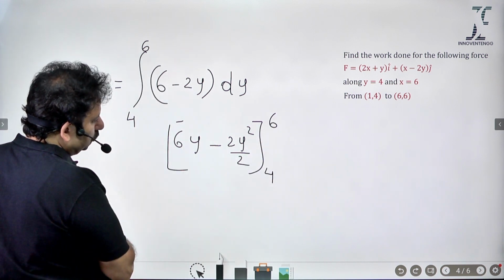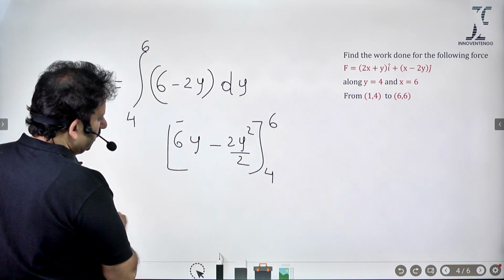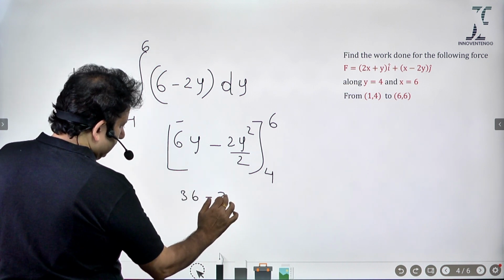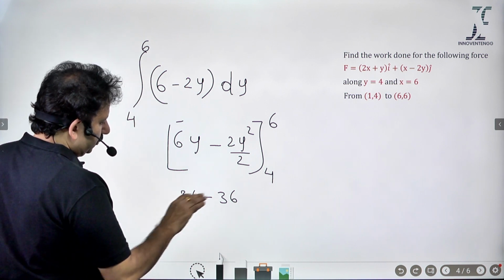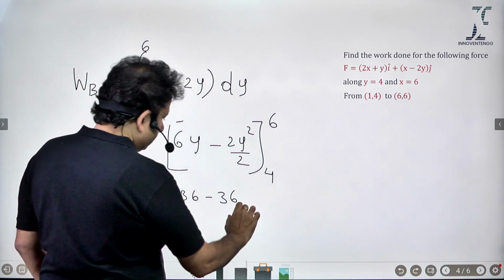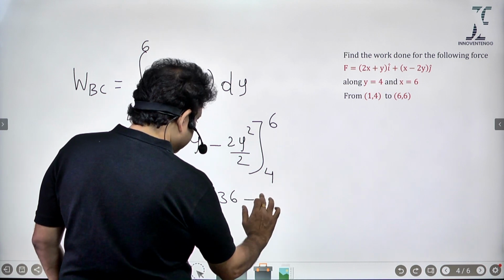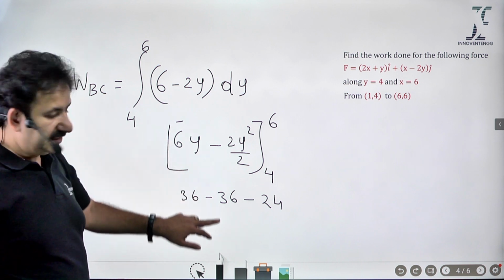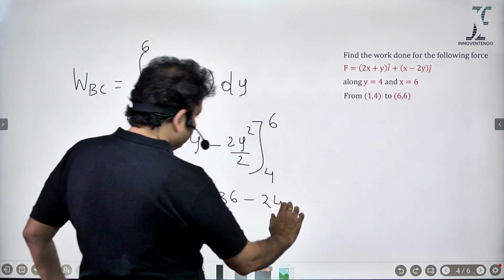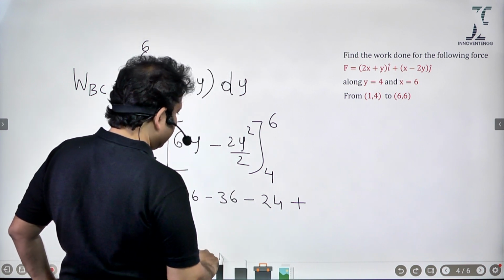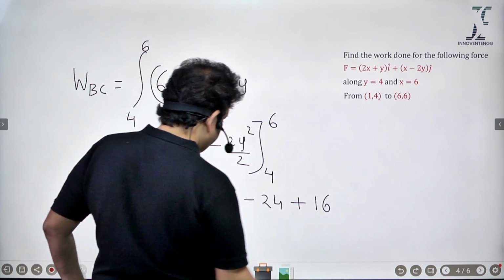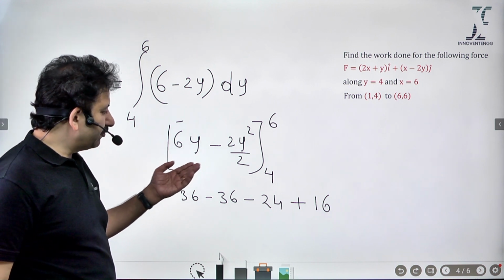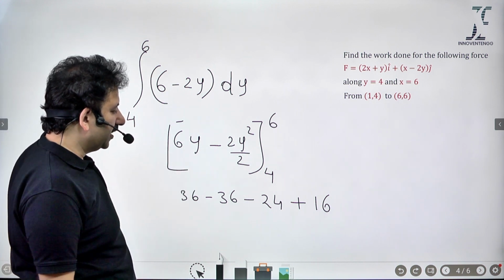Of course, the 2 would get cancelled. So if you substitute the upper limit, it is 36 minus 36. So that actually goes to 0. And if you substitute the lower limit, it is minus 24, because if you substitute 4 into 6, that is 24. And what about y square? That's going to be minus of minus, that's going to be plus 16, right?